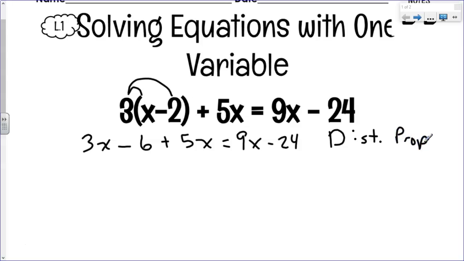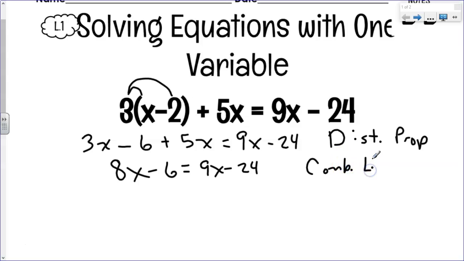Okay, so then if we look on this side here, we have some like terms to combine. And we get 8x minus 6 equals 9x minus 24. Now that wasn't the addition property because it did not go across the equal sign. That was just combining like terms.